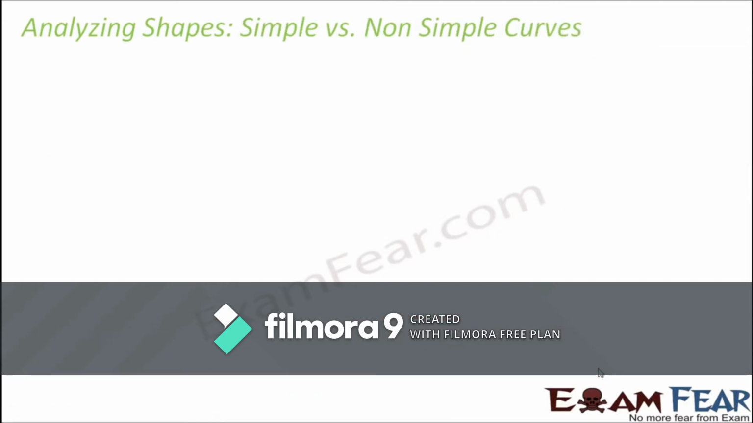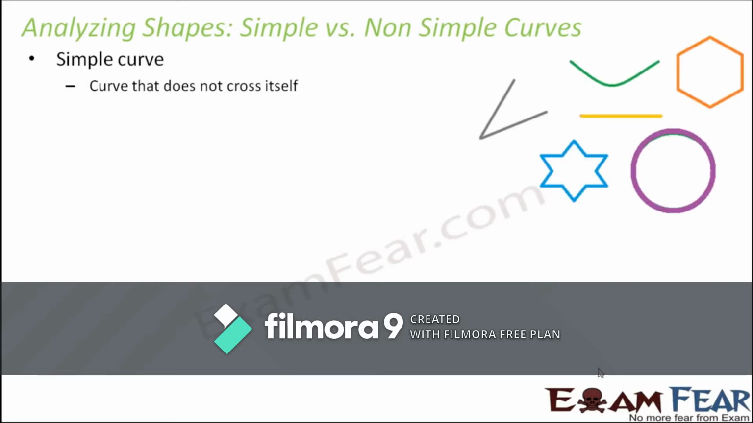Now similarly, when we analyze it further, we also find that curves again can be of two types depending on their complexity. So they could be simple curves, they could be non-simple curves. Now what are simple curves? So these are those curves which do not cross themselves. So let us look at some examples.